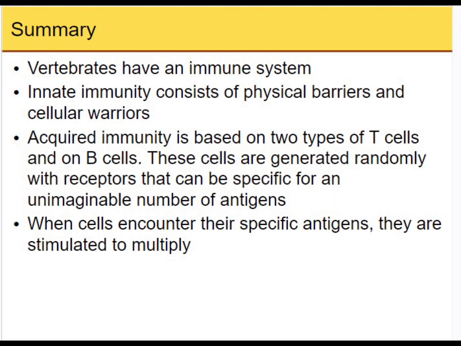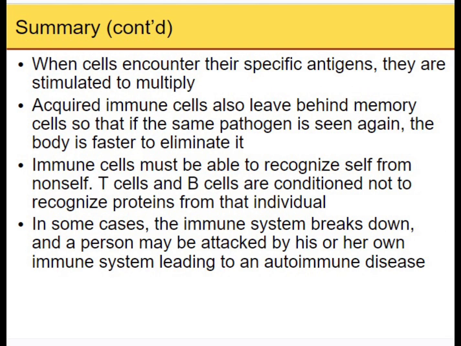In summary, vertebrates have an immune system. Innate immunity consists of physical barriers and cellular warriors. Acquired immunity is based on two types of T cells and on B cells. These cells are generated randomly with receptors that can be specific for an unimaginable number of antigens. When cells encounter their specific antigens, they are then stimulated to multiply. Acquired immune cells also leave behind memory cells so that if the same pathogen is seen again, the body is faster to eliminate it.